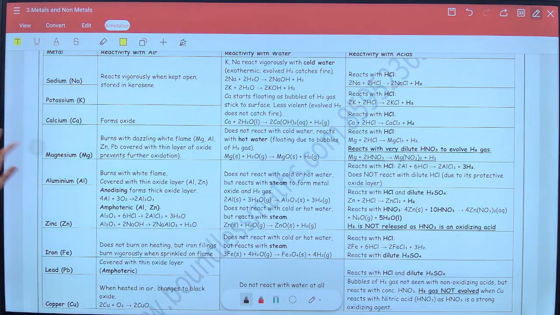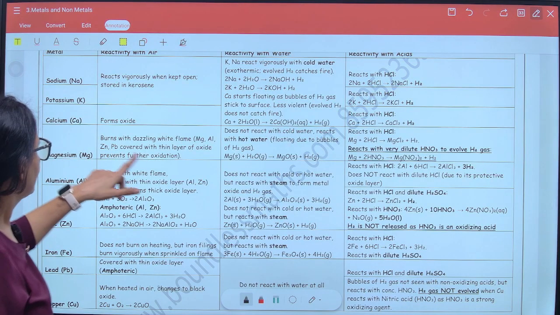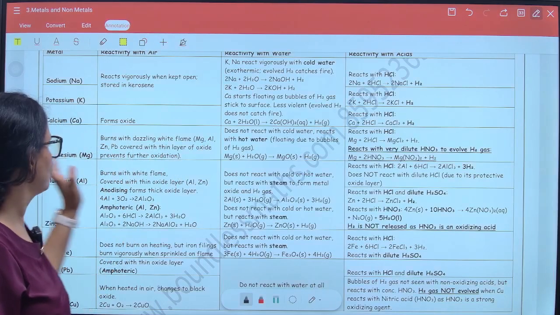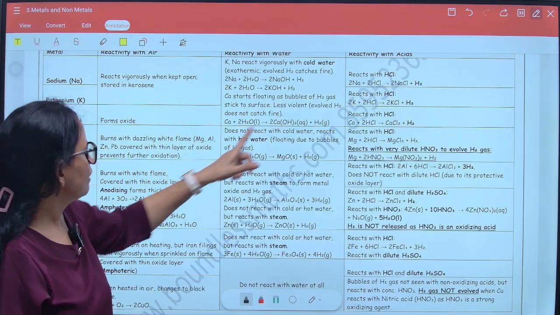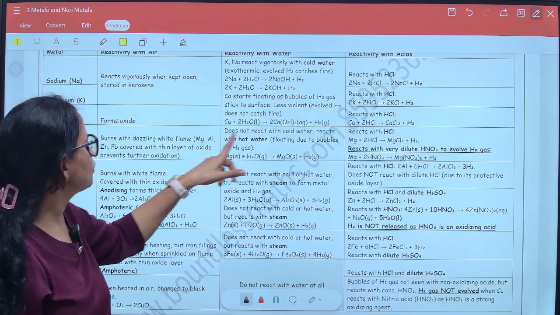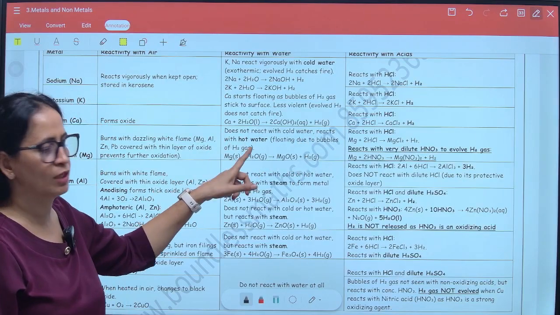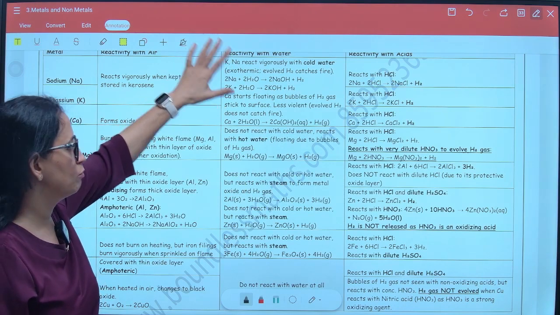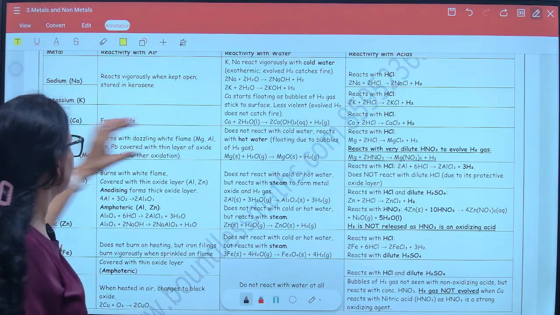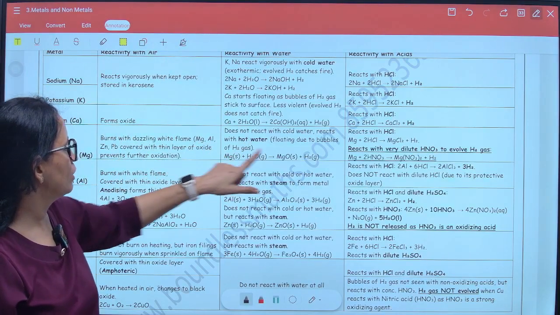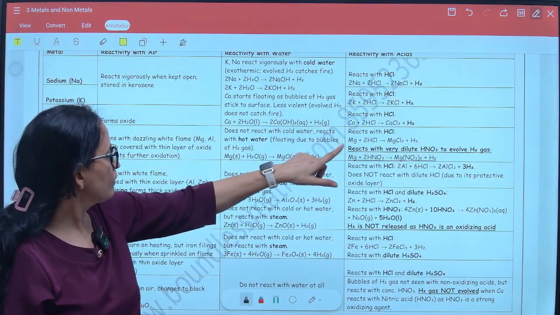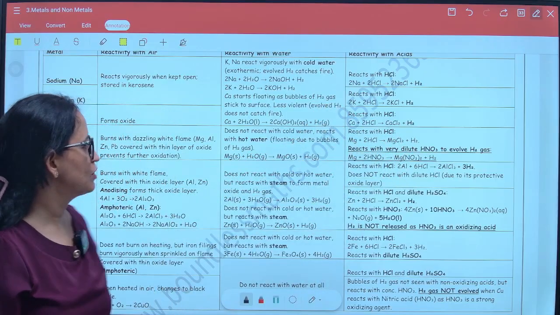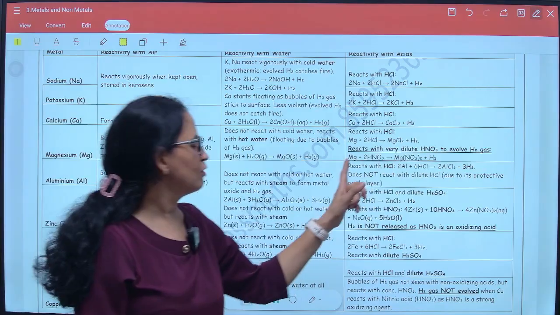Let's look at magnesium. Magnesium burns with a white dazzling flame. Magnesium, aluminium, zinc and lead get covered with a thin layer of oxide when exposed to air. Magnesium does not react with cold water, it reacts with hot water, because sodium, potassium, calcium reacted even with cold water at room temperature, but magnesium needs the water to be heated, so it reacts with hot water to form magnesium oxide, and it reacts with acids to release hydrogen gas and MgCl2 is formed. It reacts with HNO3, now this was the exception.